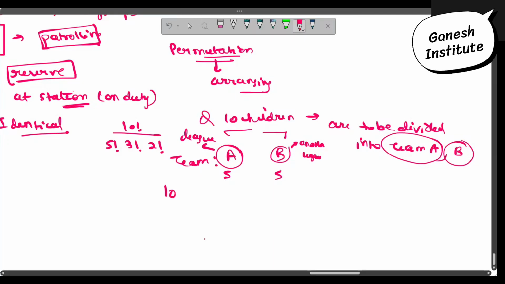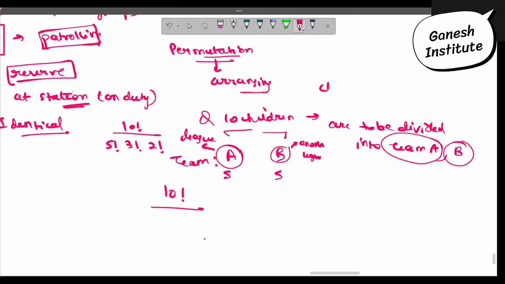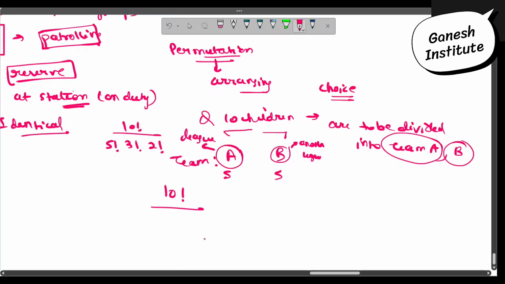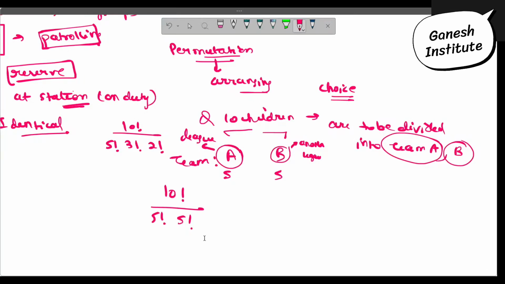See, total there are 10 factorial ways. So, it is not a question of choice. They are to be divided. So, this is permutation. 10 factorial is the arrangement for those 10 children. Now, because they are identical, we are not seeing that particular, it is about different league. It is the case of identical thing. Anybody can go anywhere. So 5 factorial and 5 factorial. Does this make sense?